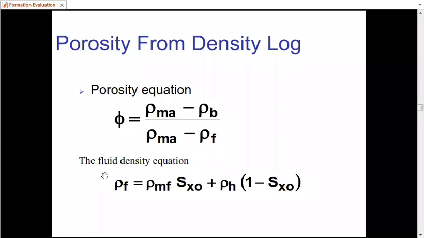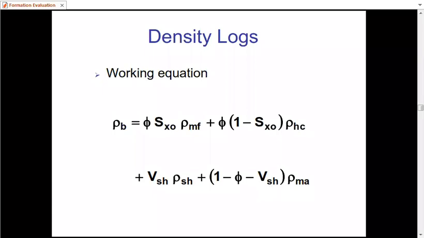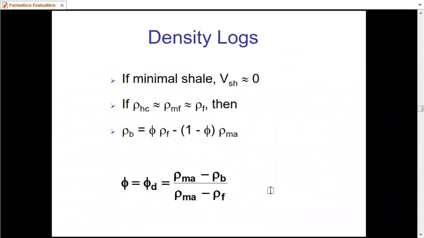The formation fluid density equation considers the mud filtrate density, rho mf, and also the saturation in the flushed zone, also considering the rho for the gas zone and for the mud filtrate. This is the working equation for bulk density, and it is very important to know that this equation is very important for the logging interpretation, and we will talk later about the interpretation process.